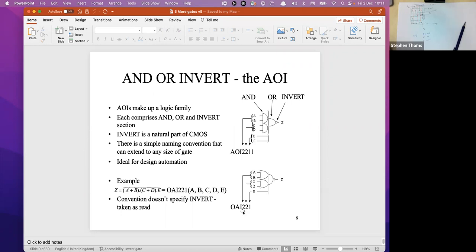Then the OAI is the other way around, but the same principle of numbering. So 221, then you've got 2 going into one OR gate, 2 going into the next OR gate, 1 just going straight through. All those go to an AND followed by an invert.